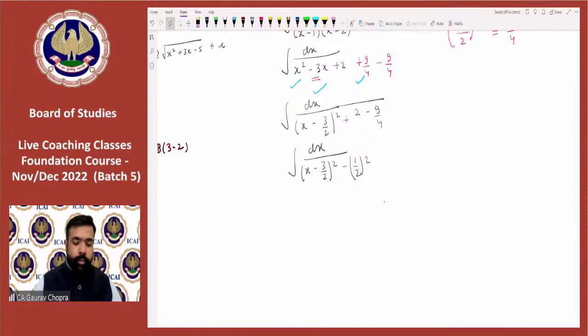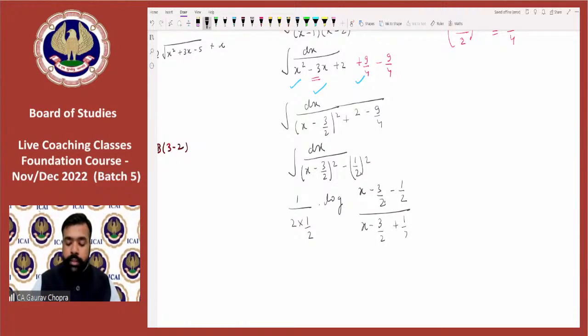So let us apply the formula. Whenever we are applying the formula, we have to carefully see what is the value of a and what is the value of x. As per formula, it is 1 upon 2a. Now what is the value of a? a is half here. So we are writing 1 upon 2 into half, multiplied by log of (x minus a) divided by (x plus a). So this is complete x, then minus a divided by x plus a.